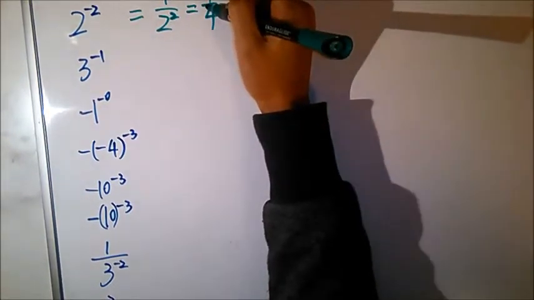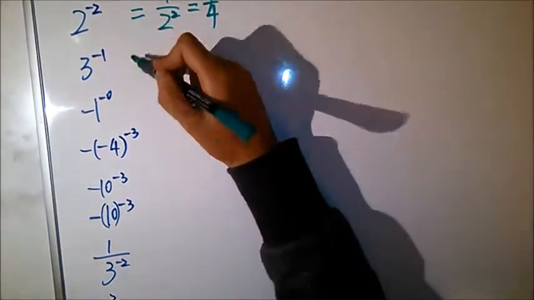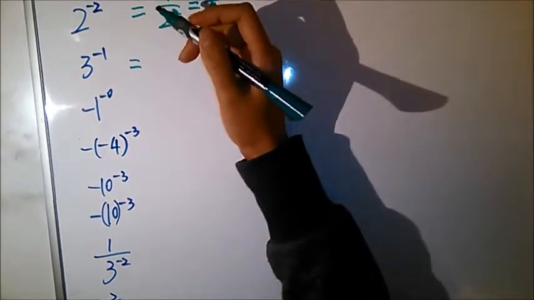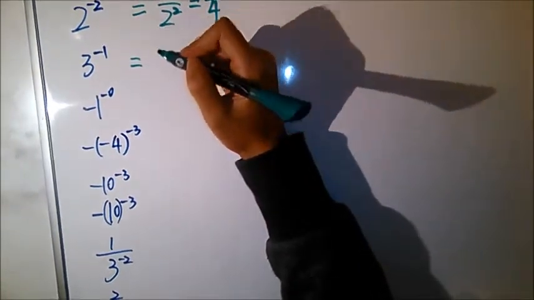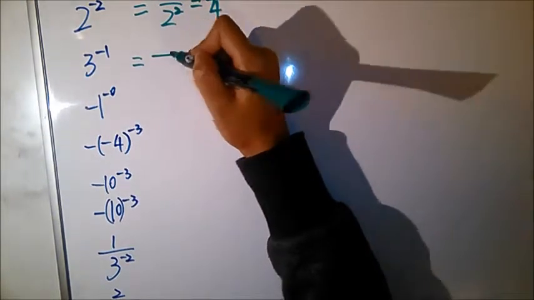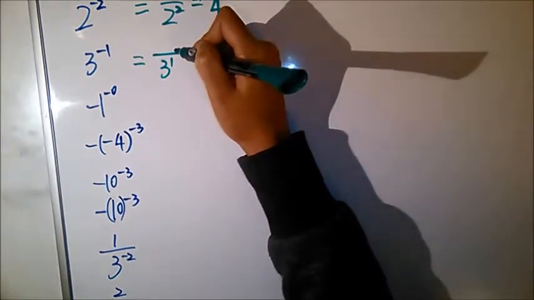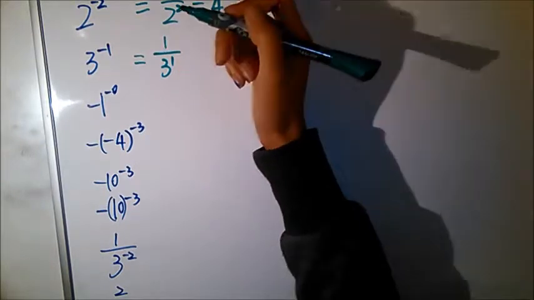Okay, next question. 3 to the negative 1 power. We move negative powers downstairs. This is in the numerator, so we will move it downstairs, right? So the answer will be 1 over 3.